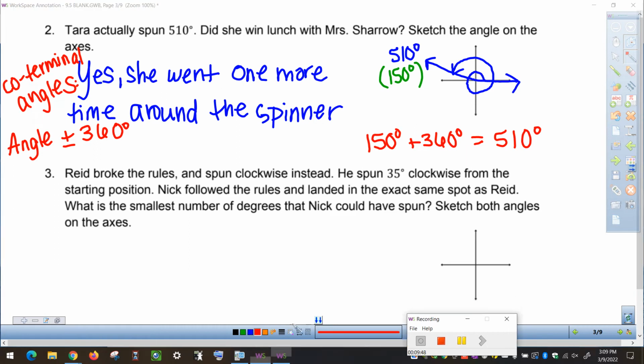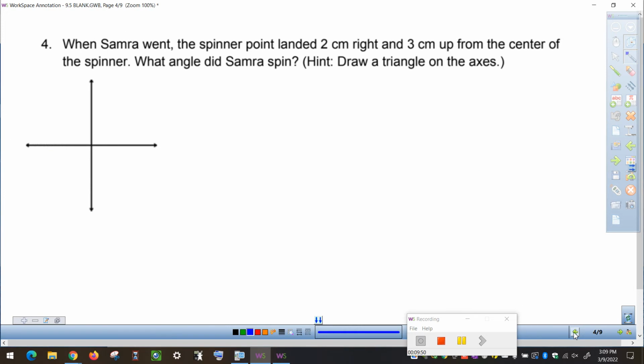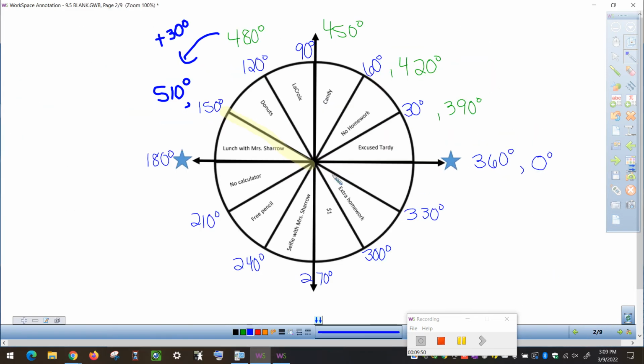Okay, so let's look at the rule breaker in part 3. Reed broke the rules. Well, he wasn't listening, and he's spun clockwise instead. He actually spun 35 degrees clockwise from the starting position. So, where's my spinner? Let's see if we can try to maybe label that. So if our starting position, I'm going to use a different color here.